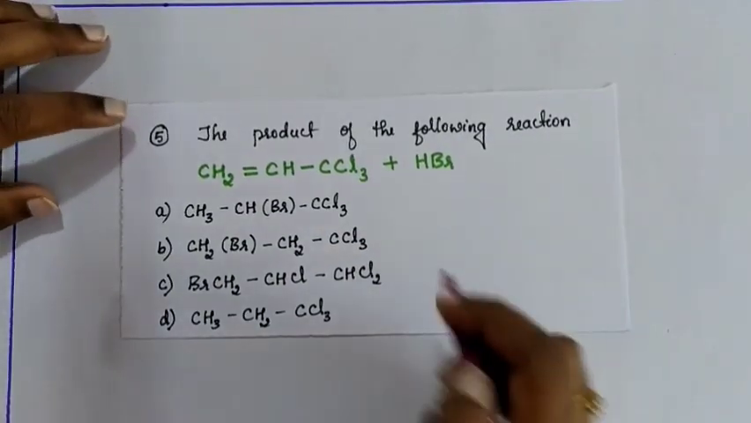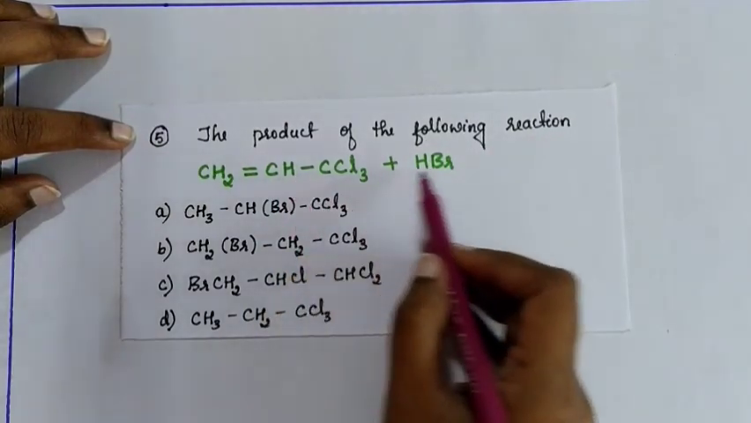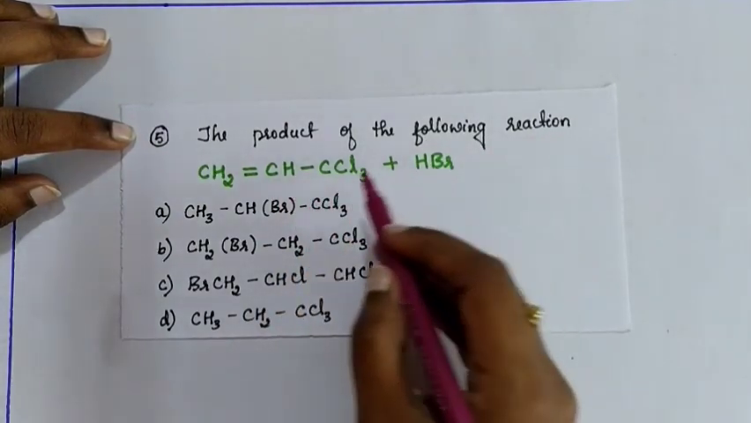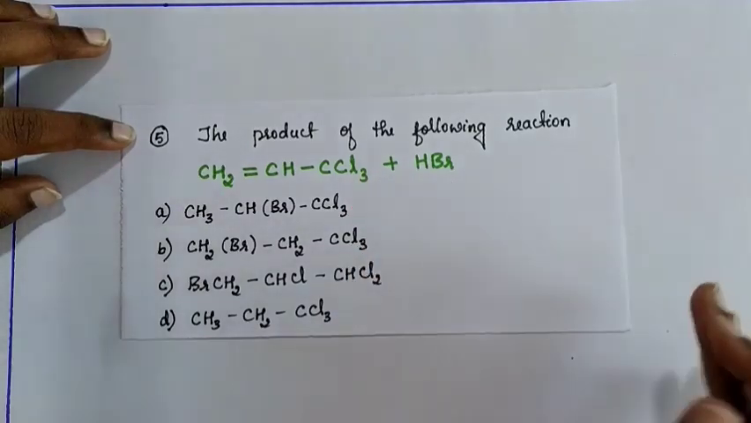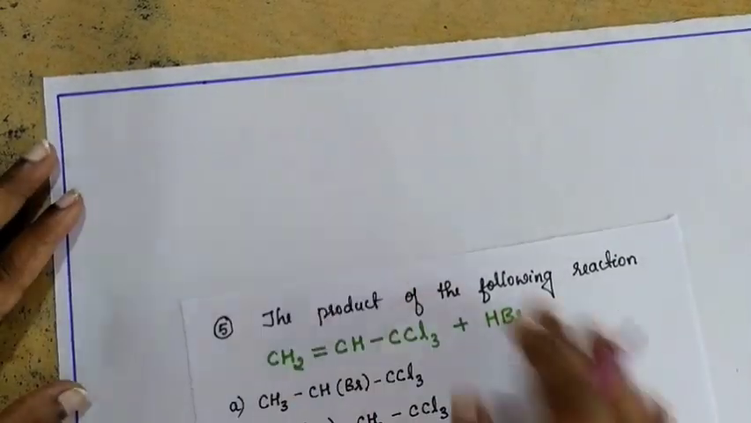Let's see the fifth question. The product of the following reaction. They have given the 2 reactants. Using these 2 reactants, we need to find out the product which is going to form. Let us write the reaction first.